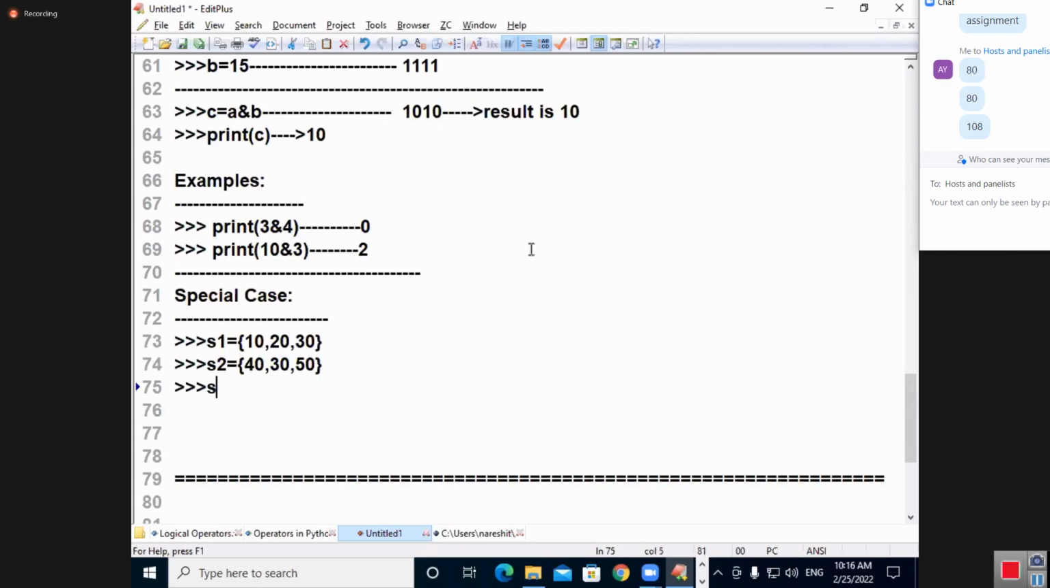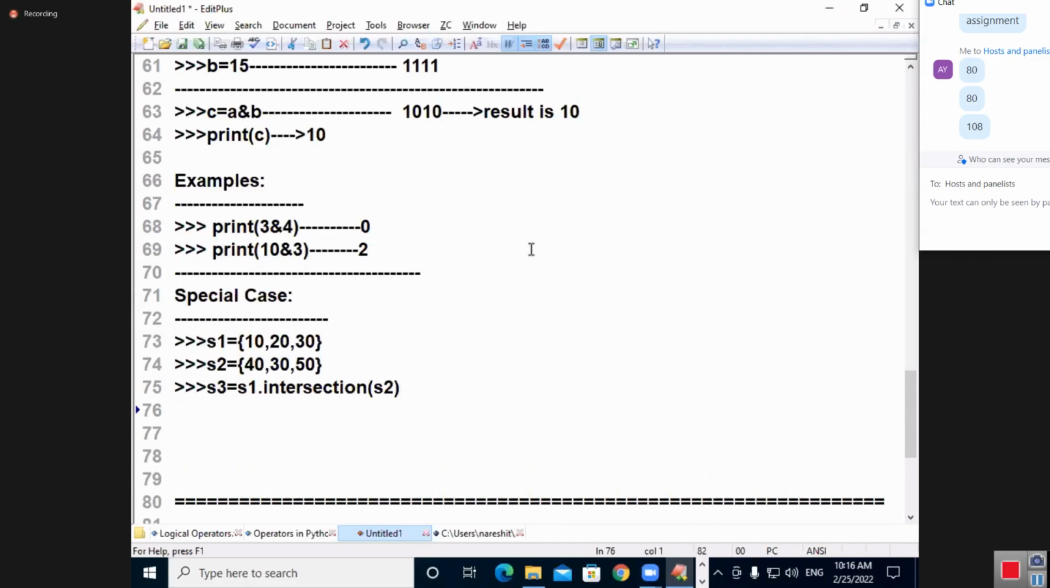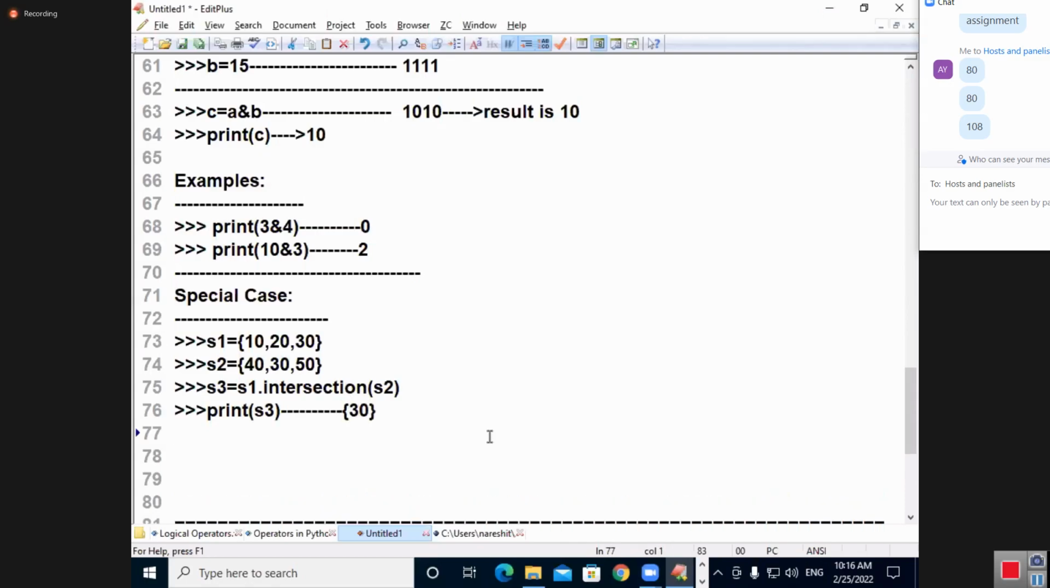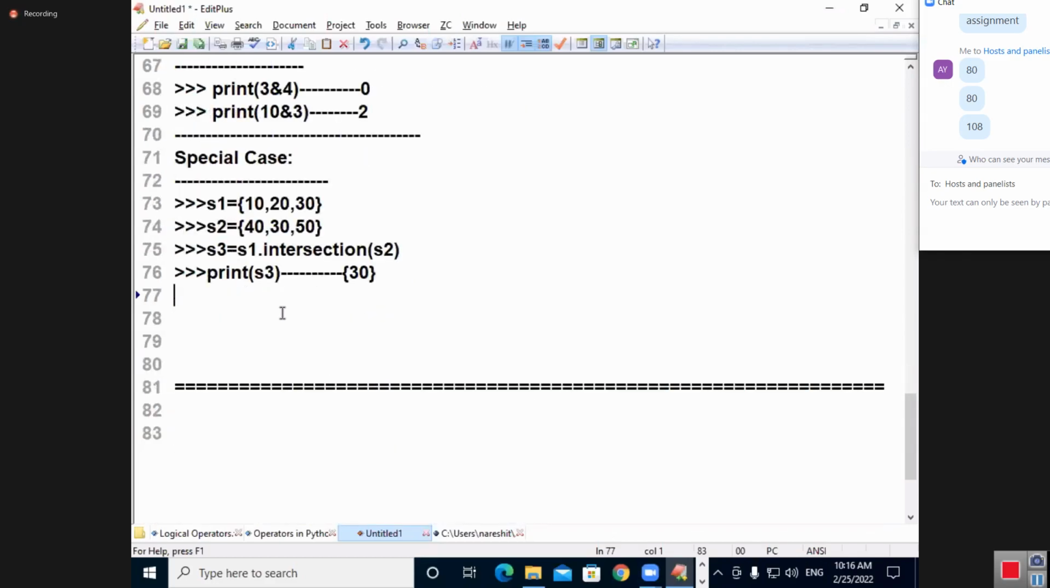Now I will say S3 is equal to S1 dot intersection of S2. What is the value of S3? Print of S3. Answer please. Come on. 30. 30 is the answer. See how they are going to say? Like that you need to say in the class. Say it is going to be what? 30. Okay. Intersection you already know, na? Intersection will give you common elements.